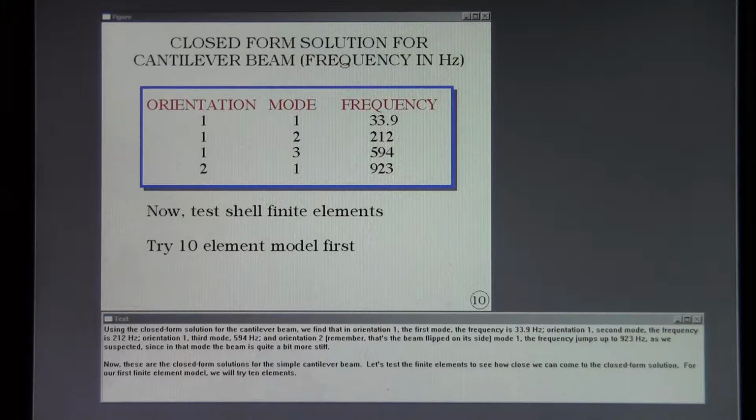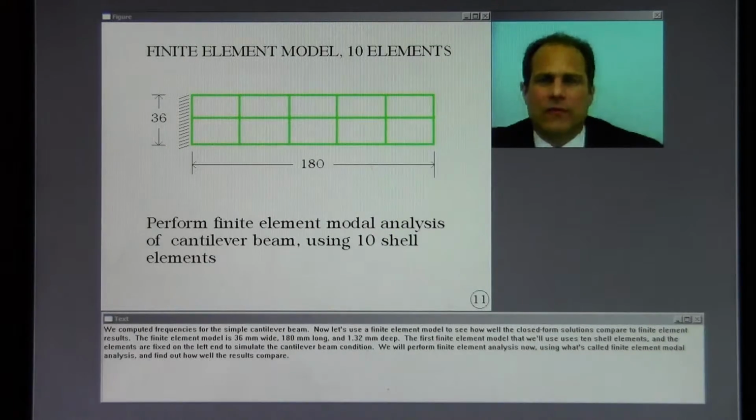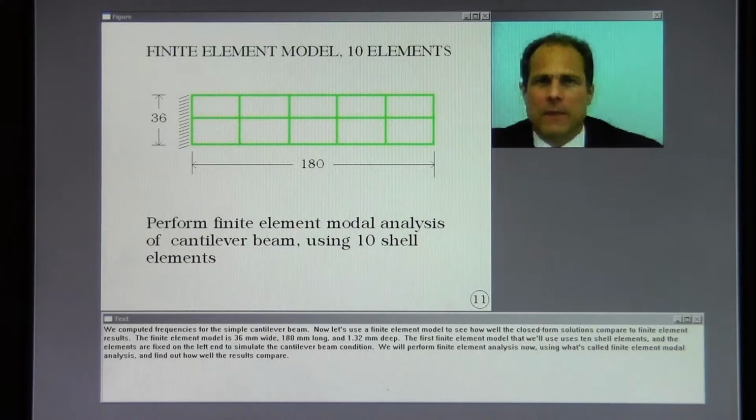Now, these are the closed form solutions for a simple cantilever beam. Let's test the finite elements to see how close we can come to the closed form solution. For our first finite element model, we'll try 10 elements. We computed frequencies for the simple cantilever beam. Now let's use a finite element model to see how well the closed form solutions compare to finite element results.